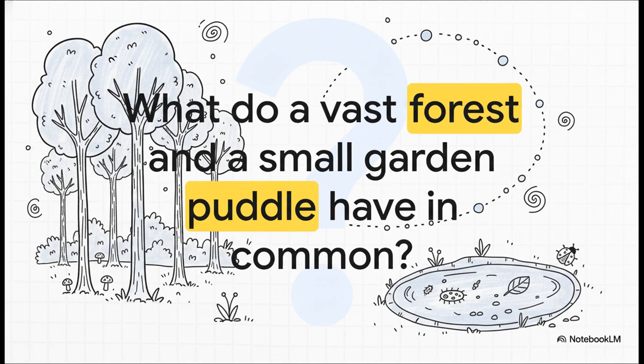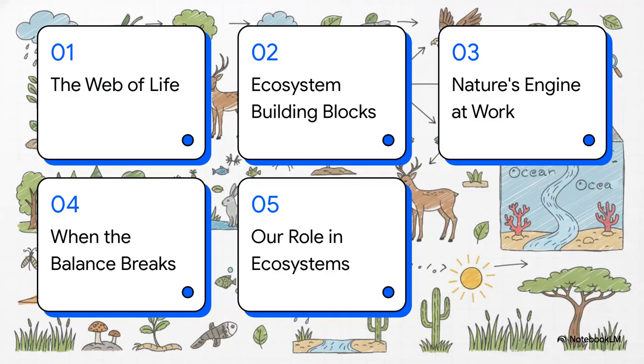They're both ecosystems. So here's our game plan for this explainer. First, we're going to untangle this incredible web of life. Then we'll break down the essential building blocks that make up every single ecosystem. After that, we'll see how nature's engine actually works, what happens when things go wrong, and finally, we'll talk about our own role in this whole story.